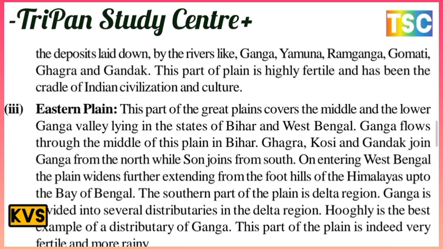On entering West Bengal, the plain is broadened, extending from the foothills of the Himalayas up to the Bay of Bengal. This southern part of the plain is the delta region. The Ganga is divided into several distributaries in the delta region. Hooghly is the best example of a distributary of the Ganga. This part of land is very fertile and receives more rain.